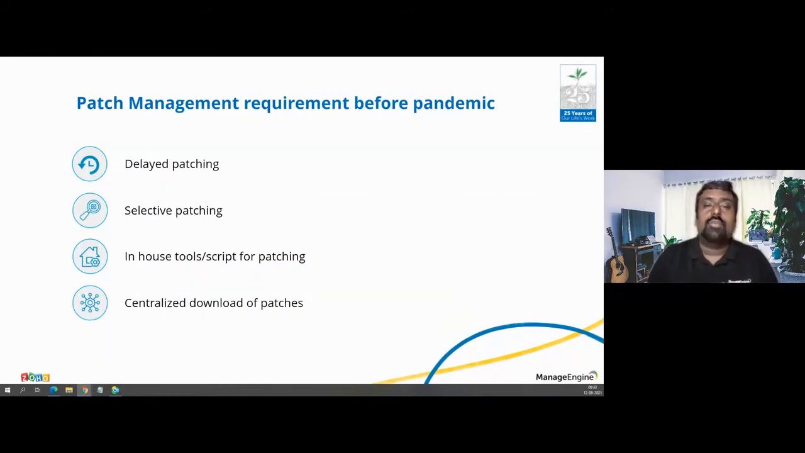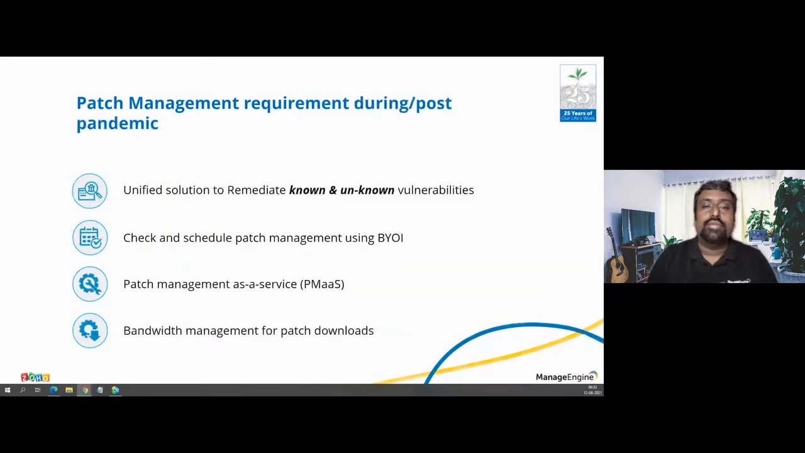But right now, post pandemic, that's going to be a little different. You need a unified approach to known vulnerabilities and unknown vulnerabilities. You have to address both. Known vulnerabilities could be related to your patching, I mean, patching of applications where the vendor releases a patch for a specific vulnerability. It could be a zero-day as well, but those are known vulnerabilities. But there could be unknown vulnerabilities present in your machines as well.